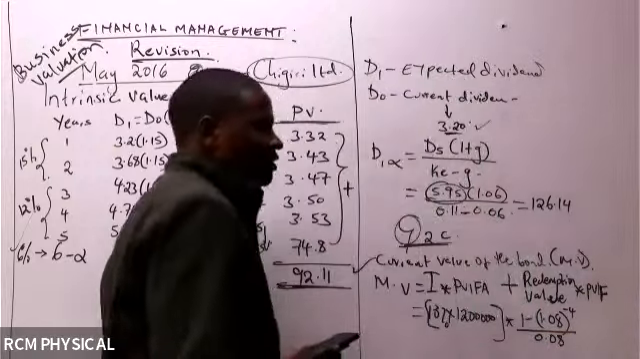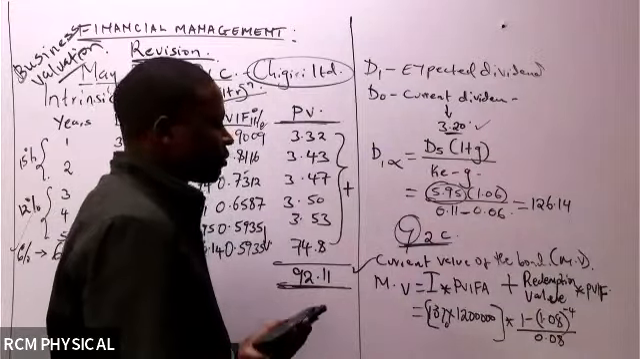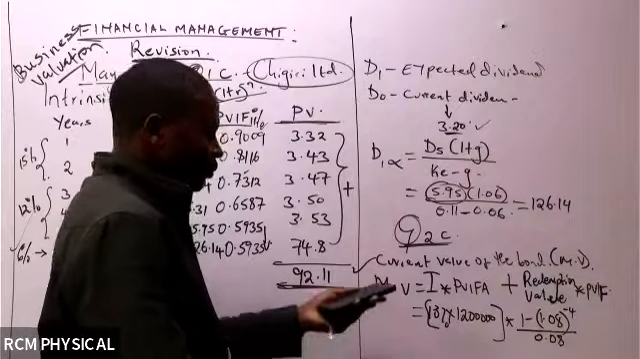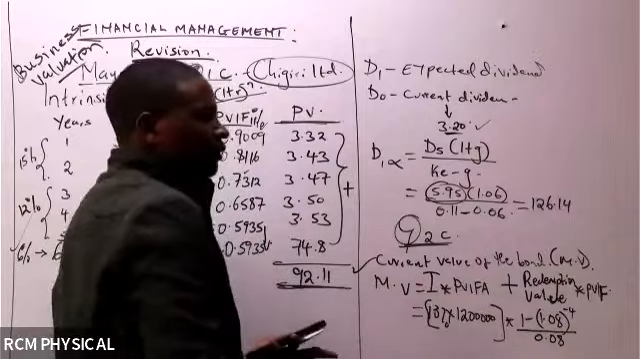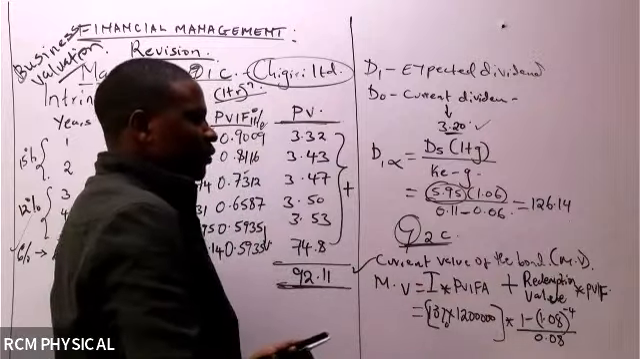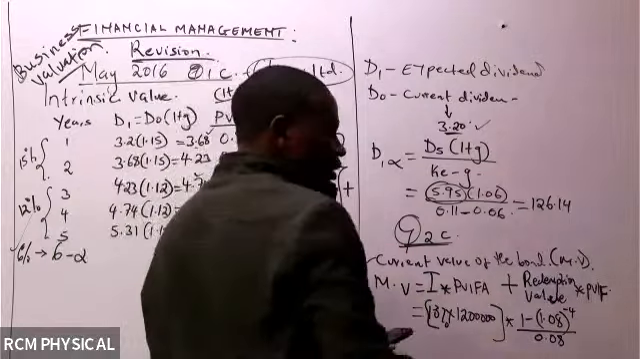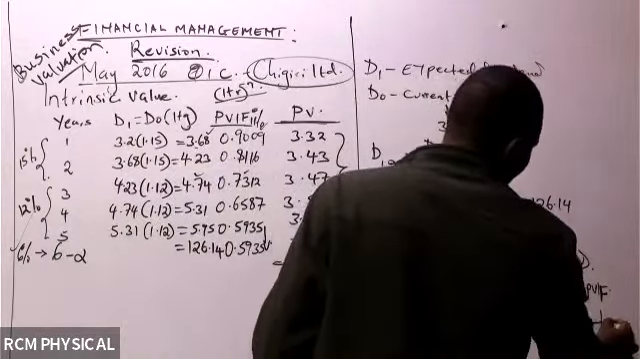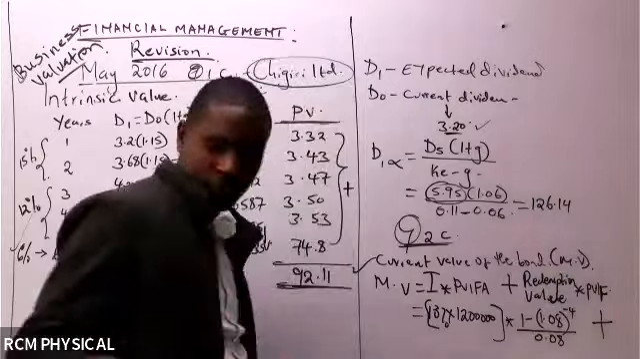Is that correct, class? Up to that point? Just confirm for me. I've just replaced this in the formula, just plugging in the figures. Is it correct? And then we add what? We need to adjust this.